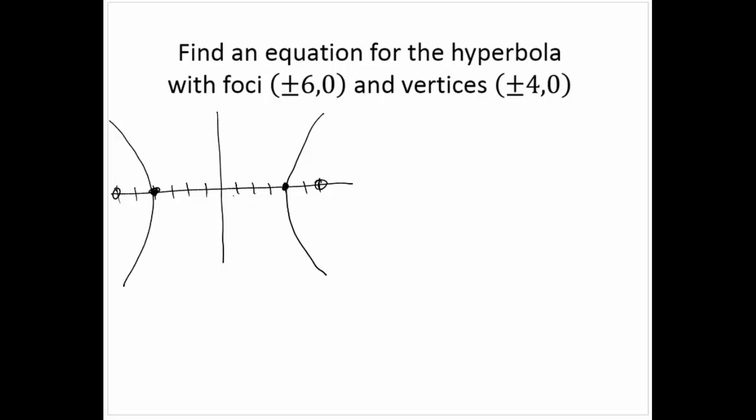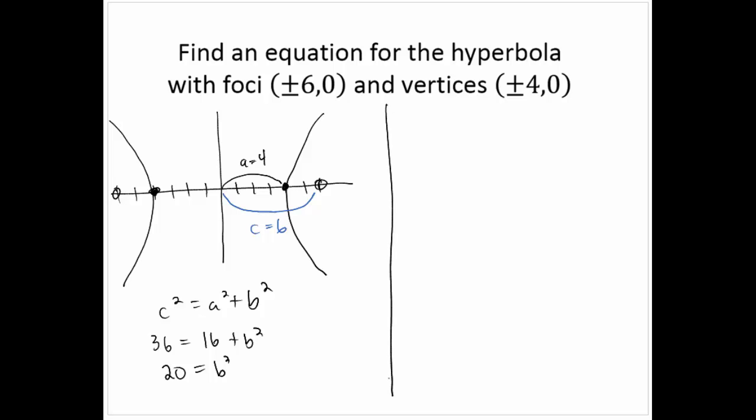All right, and let's see, the vertices are at plus or minus 4, so that tells me that the a value is 4. The foci are 6 units from the center, so that tells me that the c value is 6. And for the hyperbola, c squared is a squared plus b squared, so then 36 is equal to 16 plus b squared, and b squared is 20.